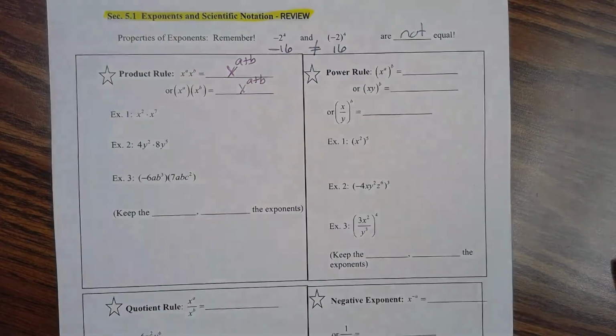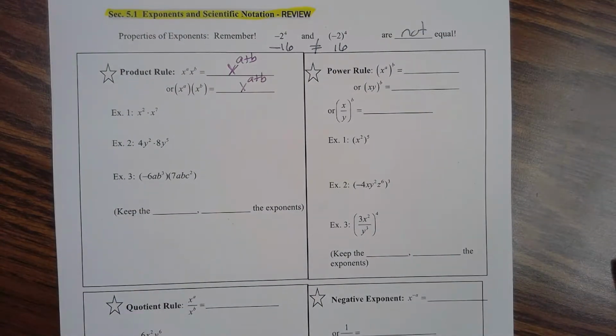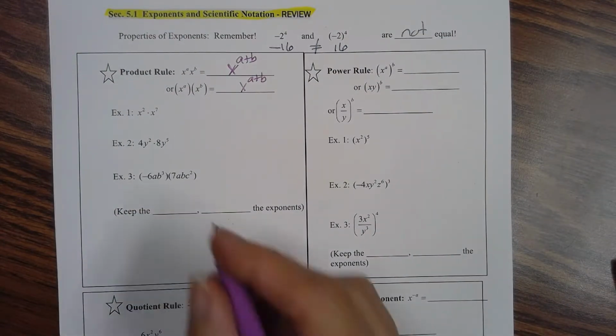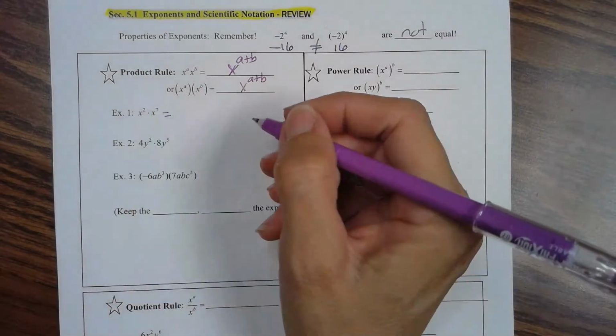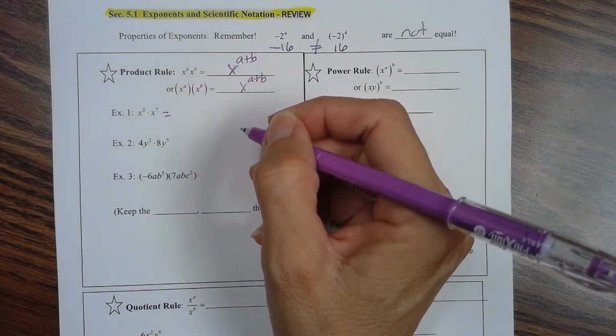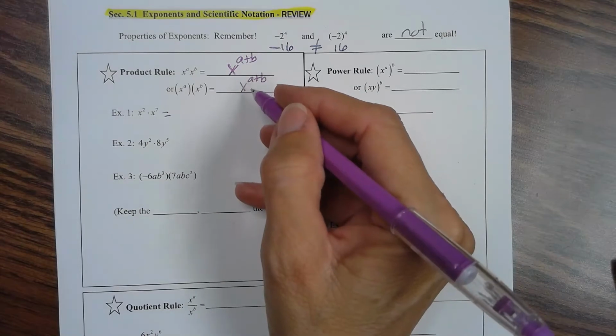So I kind of want you to understand why this is happening. I don't want you to memorize rules and not understand why. So for example, if we had x squared times x to the 7th, well, by rule, we know that it's going to be x to the 9th.